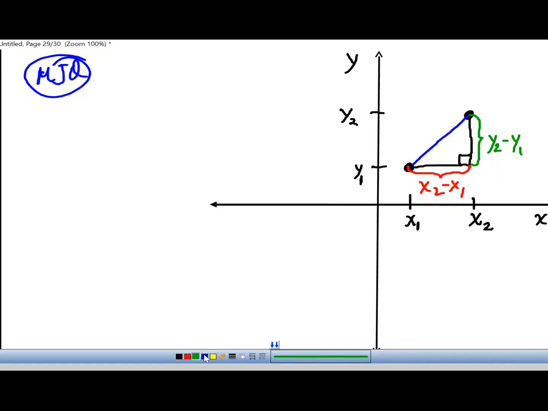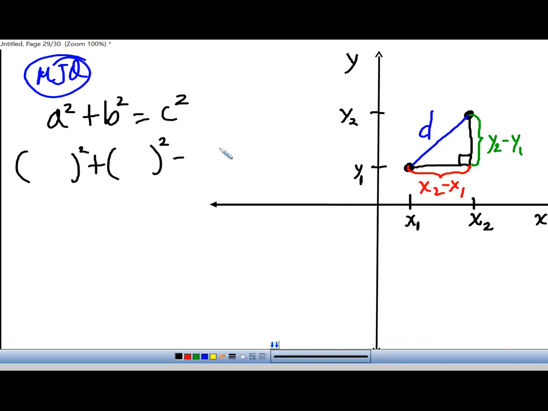Okay. And we need to figure out this distance, which is D. So check this out. We're going to get the Pythagorean theorem, A squared plus B squared equals C squared. But now I'm going to write parentheses squared plus parentheses squared equals D squared, because instead of C, I'm going to substitute D. Instead of A, what am I going to substitute? X sub 2 minus X sub 1. Instead of B, I'm going to substitute what? Y sub 2 minus Y sub 1.